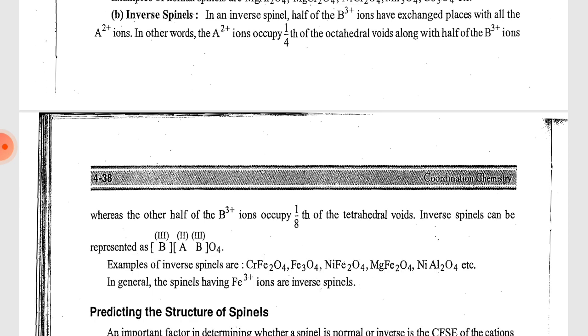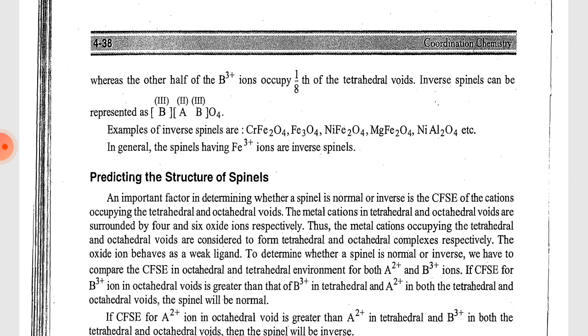B. Inverse spinel. In an inverse spinel, half of the B3+ ions have exchanged places with all the A2+ ions. In other words, A2+ ions occupy 1/4 of the octahedral voids along with half of the B3+ ions, whereas the other half of the B3+ ions occupy 1/8 of the tetrahedral voids. Inverse spinels can be represented as B(AB)O4, with B in the +3 oxidation state and A in the +2 oxidation state.